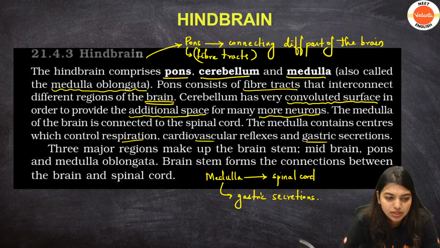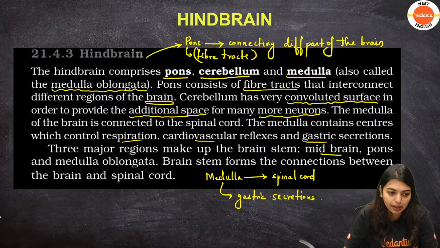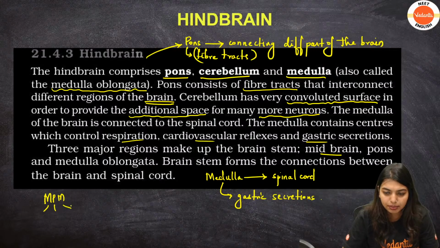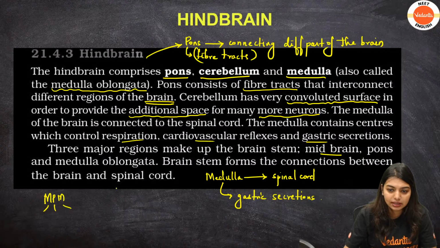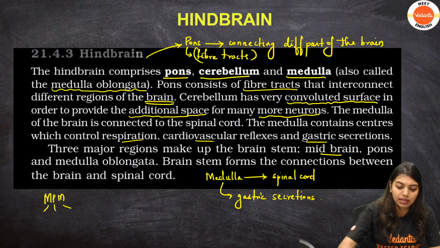Now students, three major regions make up the brainstem. This we already discussed. MPM. Okay, midbrain, pons, and your medulla oblongata. Brainstem forms the connection between your brain and the spinal cord. So without medulla, this brainstem will not be there. Okay, so always remember like that.